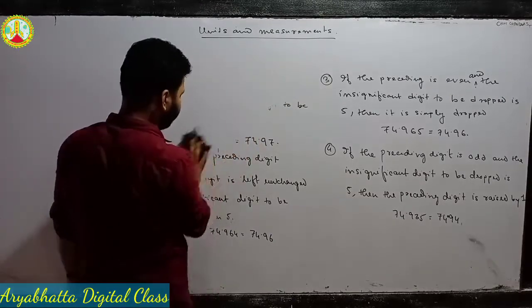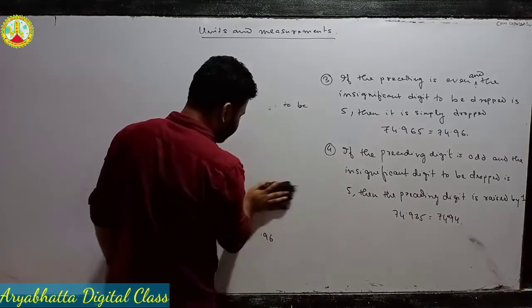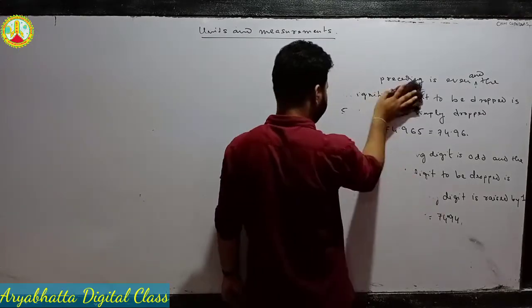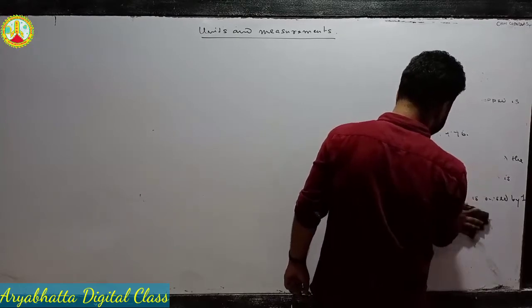So basically here the numericals will be either from dimensional analysis or from error. Okay, so we will now solve some problems from error, that is from random error or percentage error.